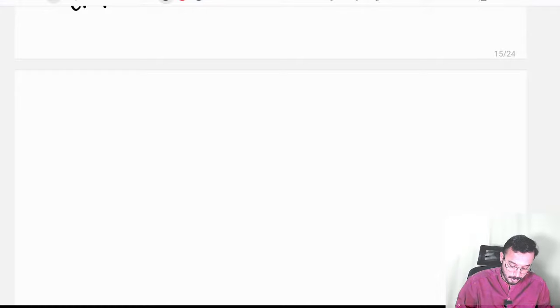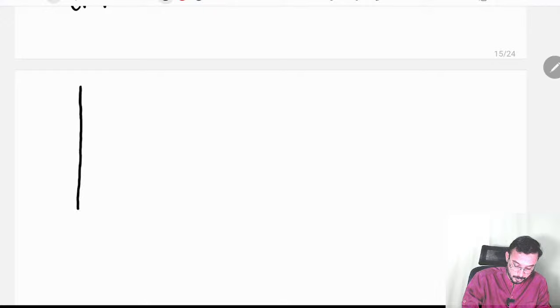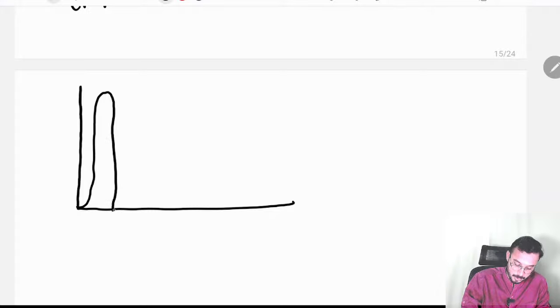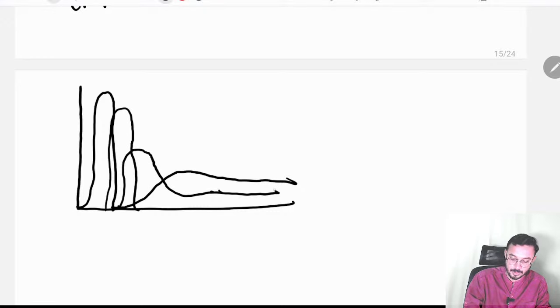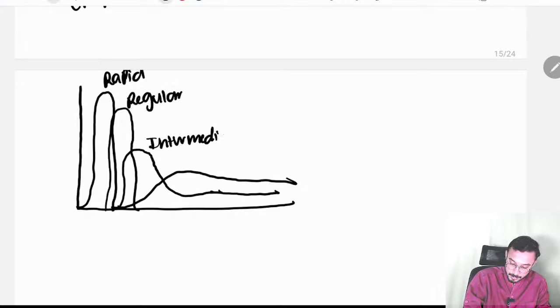One more point I would like to add, very important regarding insulin. So this is the rapid insulin, and this is regular, and this is an intermediate acting insulin. And this is the long acting insulin, and this is the longest, ultra long acting.